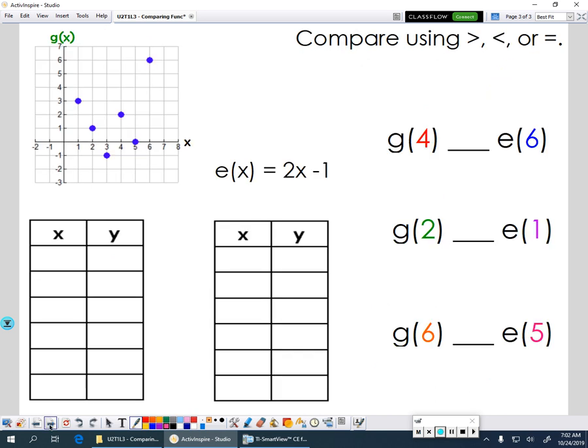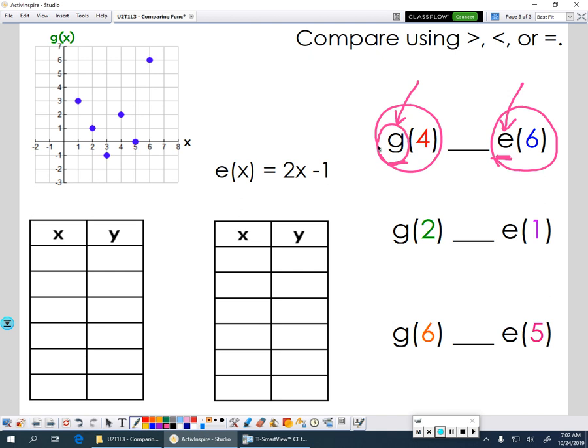Now remember, we can also use a graph. We can also use an equation. The key to this, two things to keep in mind. Number one, we want to turn these into tables. Number two, I want you to look over here for a second. In this case, we have g of 4 and e of 6. This letter that's in front of our function notation is going to identify which set of values we're looking at.